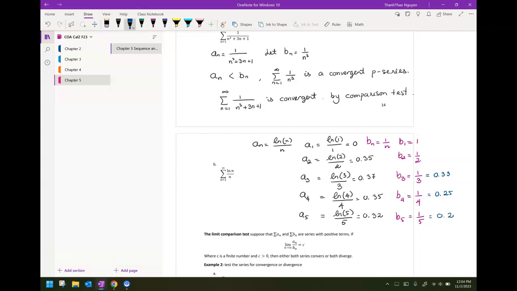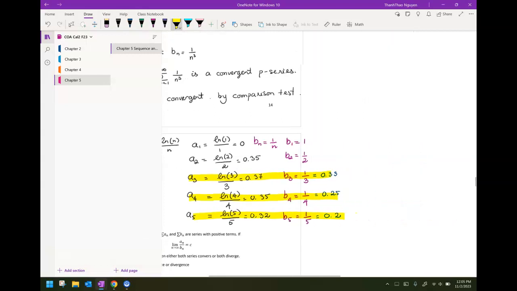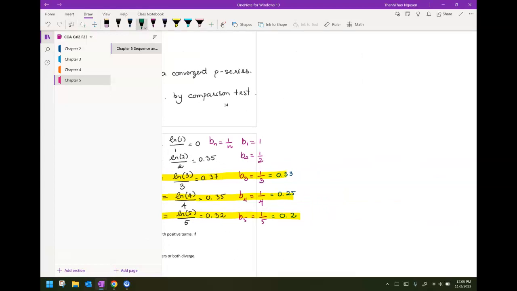So note that here we can see that a sub n is greater than b sub n starting when n equals 3. Okay, so here a sub n is less than b sub n when n is greater than or equal to 3.